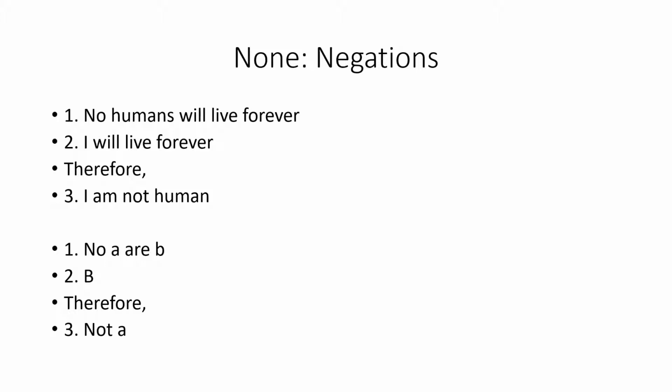So when you see the argument here, no humans will live forever, I will live forever, therefore I am not human. We can see this is valid, because if it's the case that no humans will live forever and that I will live forever, it has to be the case that I'm not human. You can see the logical form down the bottom where it says no A are B, B, therefore not A. And this is the logical form of a negation, because we're saying that no particular kind of thing holds a certain property. So if it does happen that you hold this certain property, then it would have to be the case that you are not that particular kind of thing.